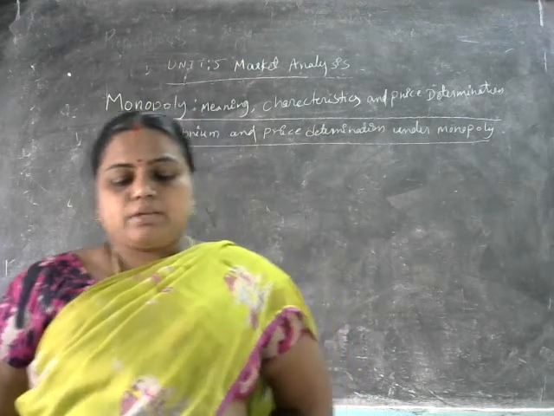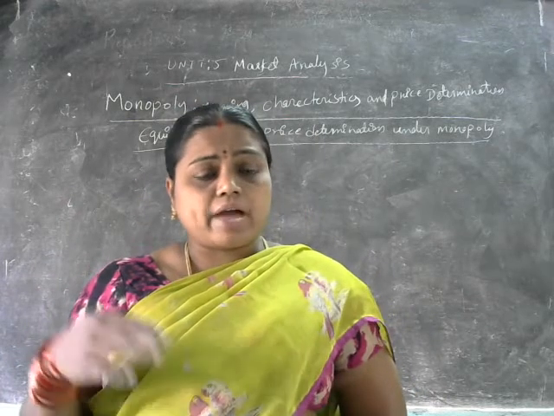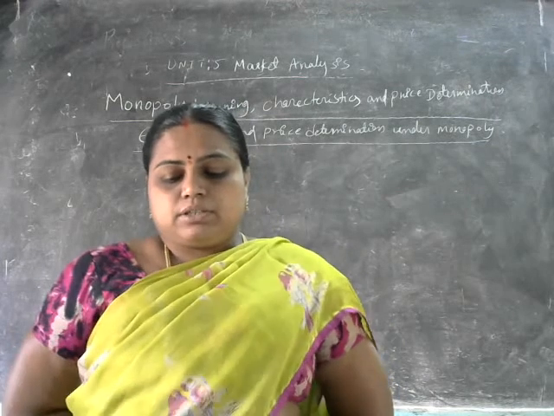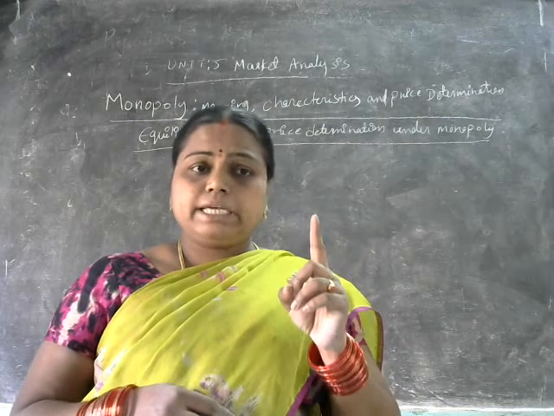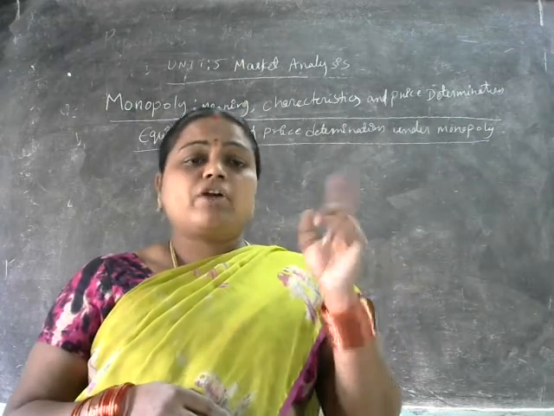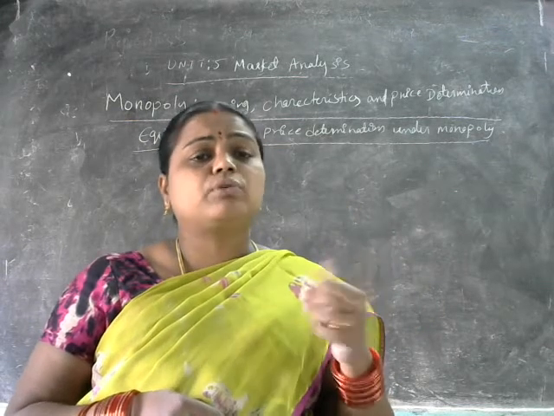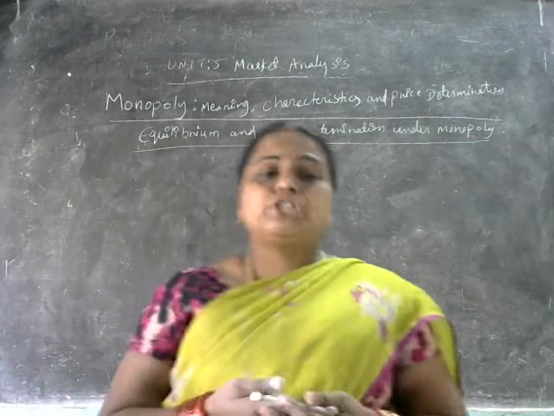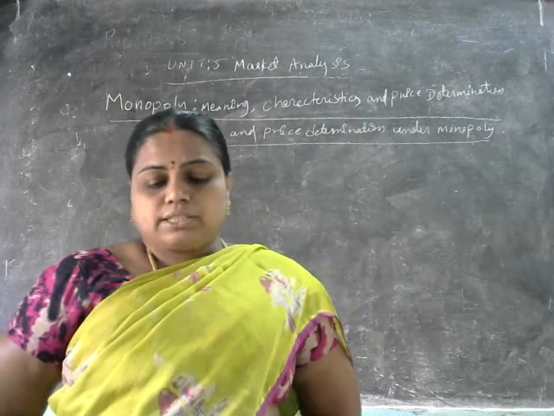మోనోపాలీ మార్కెట్లో. సో హియర్ ద మోనోపోలిస్ట్ is going to be having the complete control over the supply of the product here. Because he is going to be having only a single producer of the product here, he is going to be having the complete control over the supply of the product in the market here. ఒకే ఒక అమ్మకందారుడు, ఒకే ఒక ఉత్పత్తిదారుడు ఉంటాడు కాబట్టి ఏమవుతుంది అక్కడ, ఒకే ఒక ఉత్పత్తిదారుడు మొత్తం ఎంత సప్లై అవసరమైతే అంత సప్లైని కంట్రోల్ చేయడానికి అతనికి ఇది ఉంటుంది అనమాట. So here, the complete control over the supply of the product.